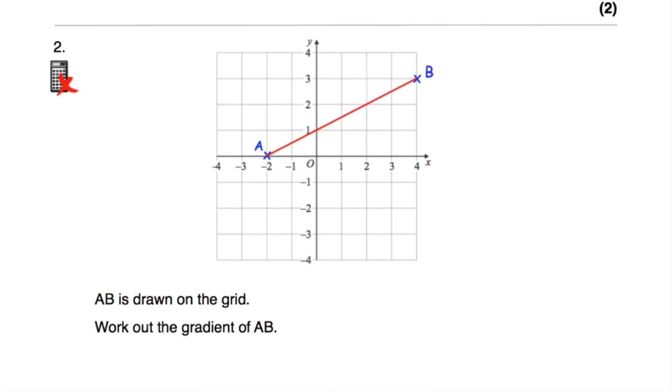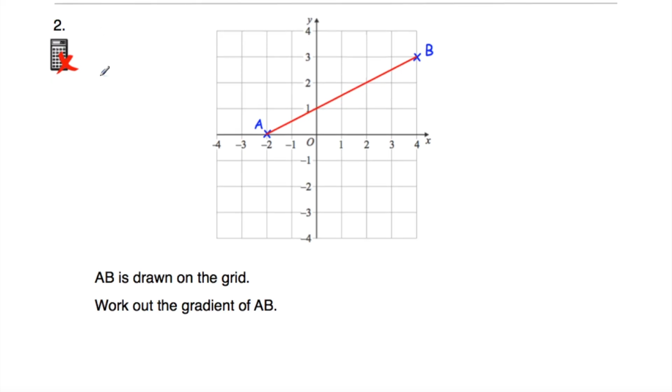Okay, let's have a look at our next question, question number 2. So question number 2, we've got 2 points A and B, and we've got a line joining them. And we're told that AB is drawn on the grid, work out the gradient of AB. So now I'm going to use the first 2 approaches in this question.